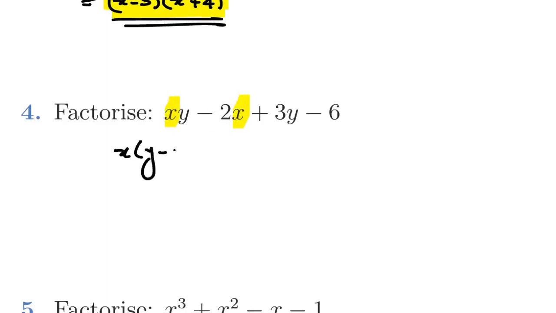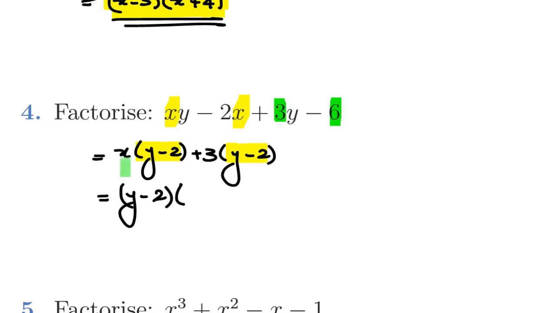For our fourth question, let's factor out x here. We're left with y minus 2. Let's factor out 3 here. Again, of course, we're left with y minus 2. Then we take y minus 2 as a common factor, and we're left with x plus 3. Makes sense, right? This is our answer.